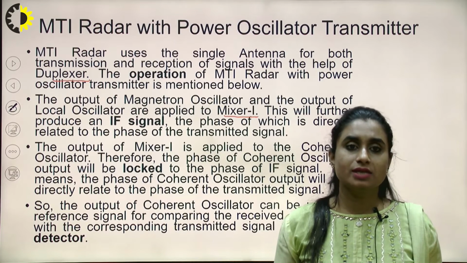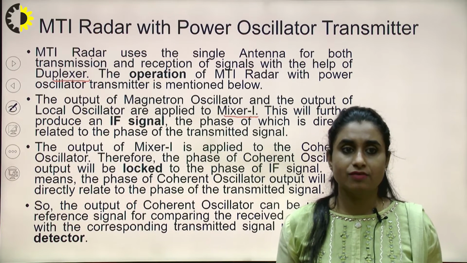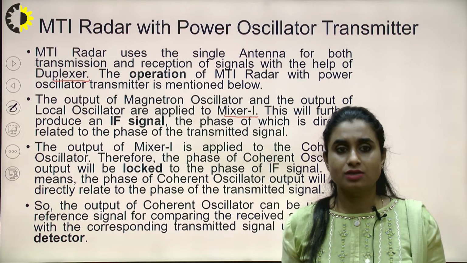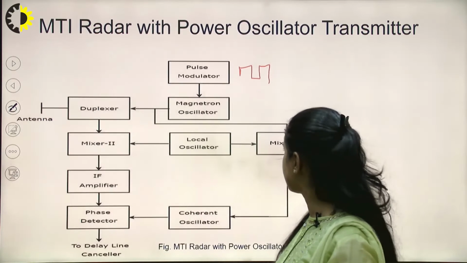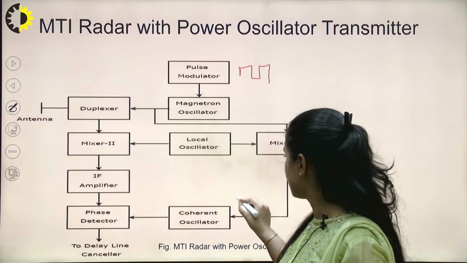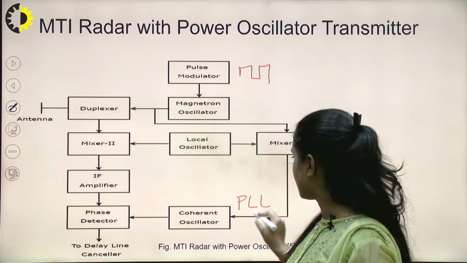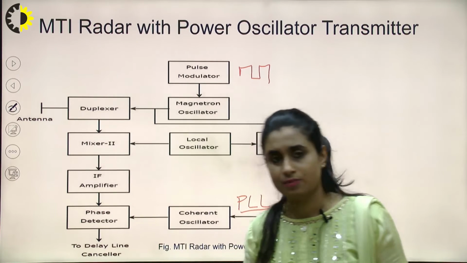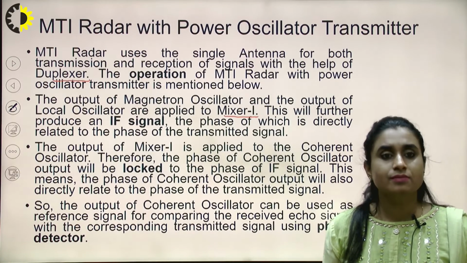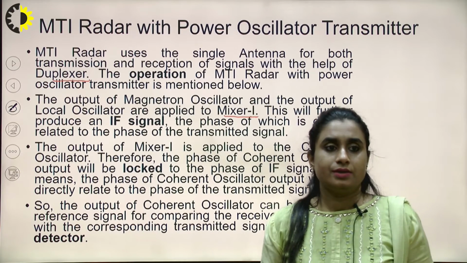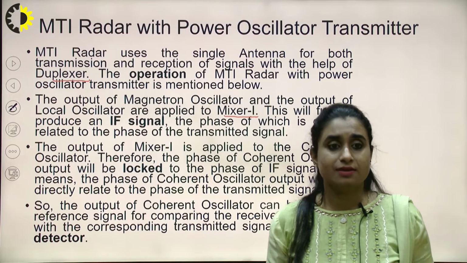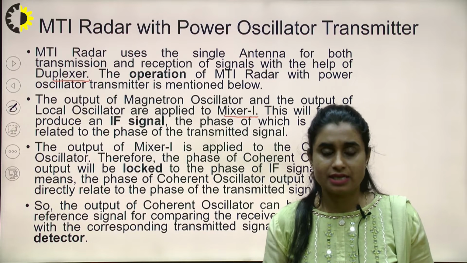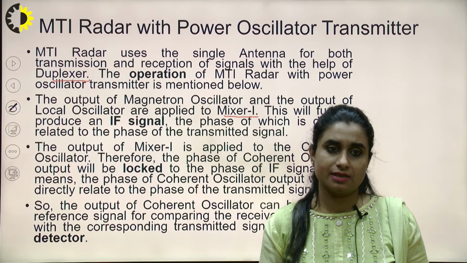The output of mixer 1 is applied to the coherent oscillator. Therefore, the phase of the coherent oscillator output will be locked. The coherent oscillator here acts in a phase locked loop, right? Here the output of my coherent oscillator can be used as a reference signal, right? Which is always the case. It is used as a reference signal.